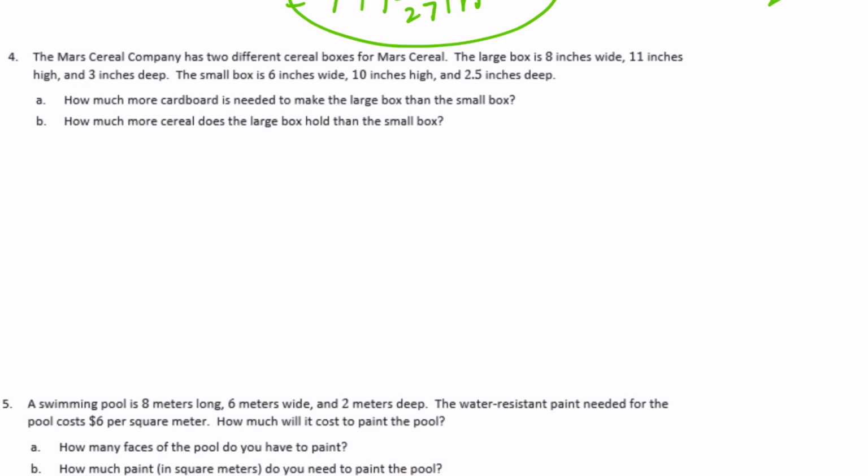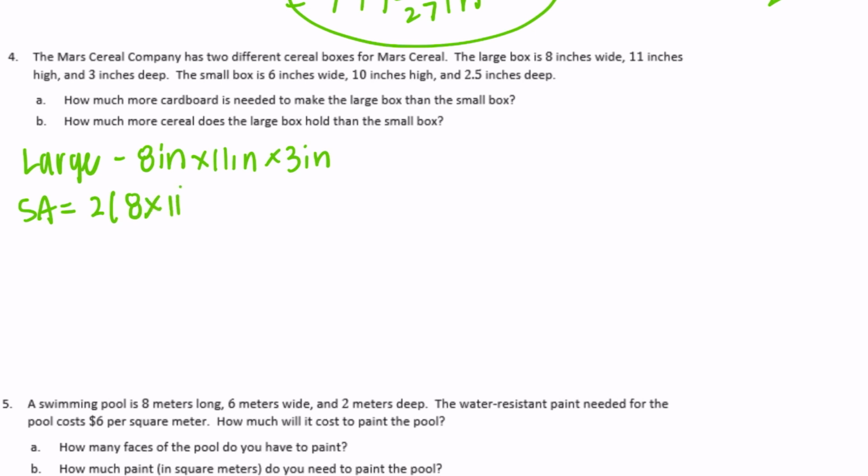Okay, so we need to find the surface area to figure out how much more cardboard is needed. And then we're going to need to find the volume for each of them to figure out how much more the large one can hold than the small one. So the large box, let's start with large, was 8 inches by 11 inches by 3 inches. So let's find the surface area. It would be 2 groups of 8 by 11 plus 2 groups of 8 by 3 plus 2 groups of 11 by 3.